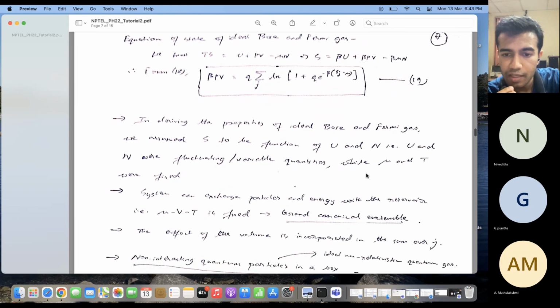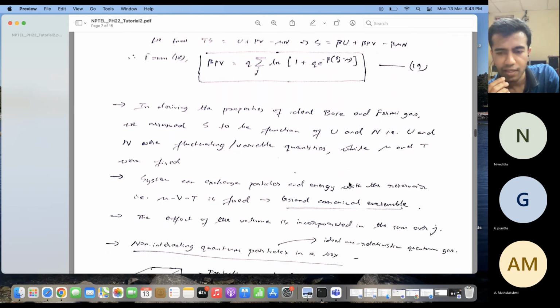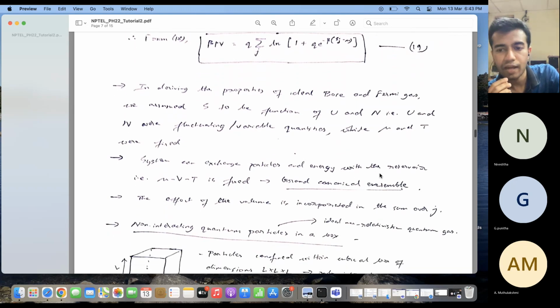So basically I work in a system where mu, the volume of the system and the temperature of the system are fixed. My system is allowed to exchange particles and energy with the reservoir while keeping its temperature, chemical potential and volume fixed. This is what is known as a grand canonical ensemble. In many textbooks, you will find that Bose-Einstein statistics and Fermi-Dirac statistics are mainly derived by considering a grand canonical ensemble.